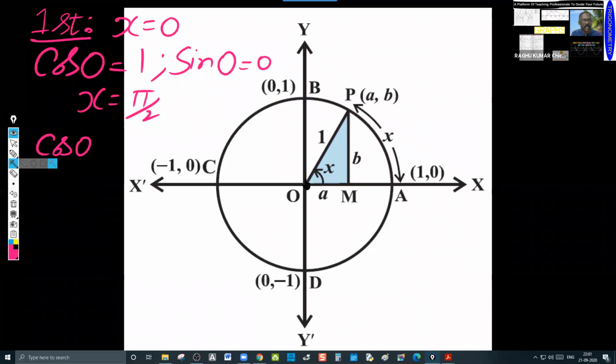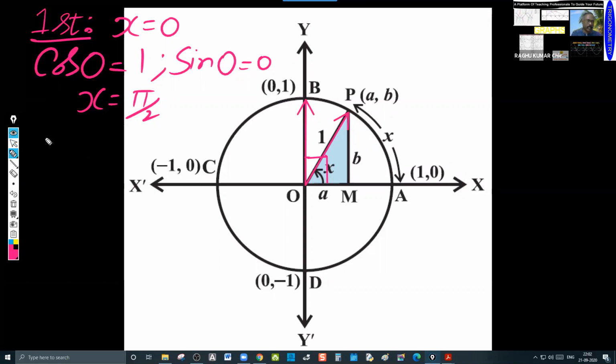You have to understand. This is OP, making an angle x. Now I made x equal to pi by 2, which means OP comes here and coincides with OB. Then x becomes pi by 2. This is what I mean to say here. This is 90 degrees. I'll write it here as x equal to pi by 2.